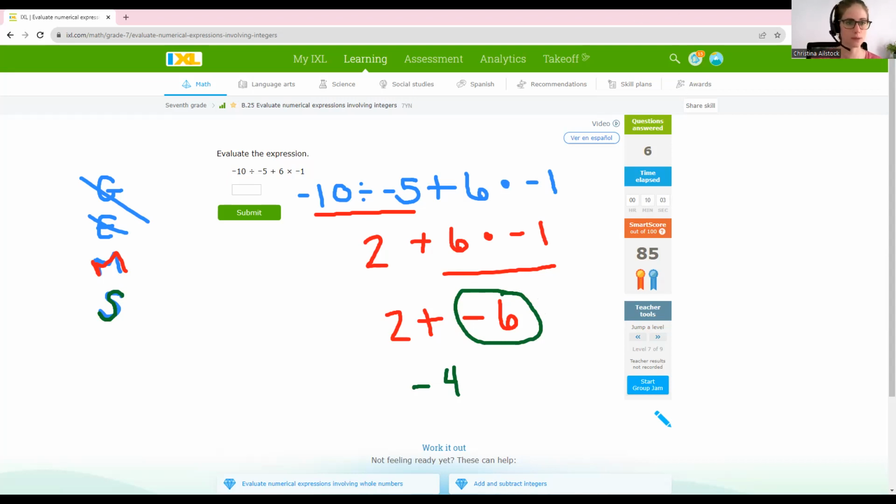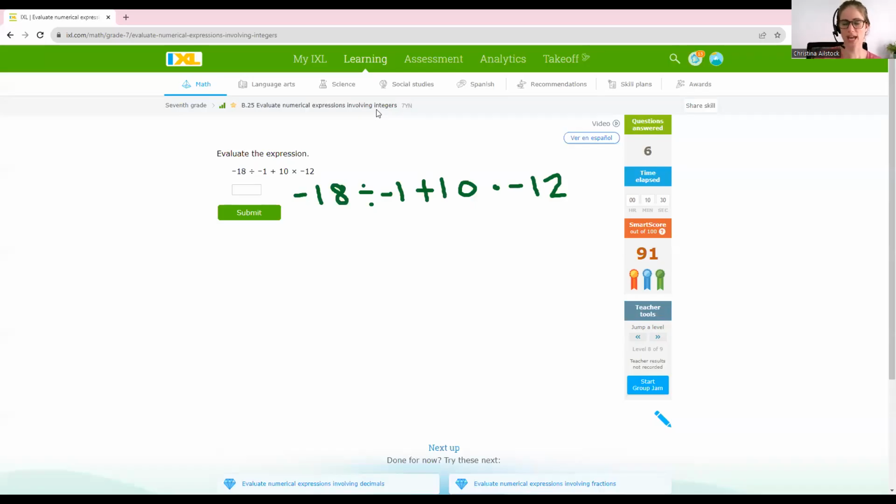All right, one more. Okay, evaluate the expression negative 18 divided by negative 1 plus 10 times negative 12. And we could technically, instead of using a dot, we could use parentheses to mean multiplication. Sometimes that's a little bit easier if your dots end up looking like negative signs or subtraction signs. I'm going to do that here.